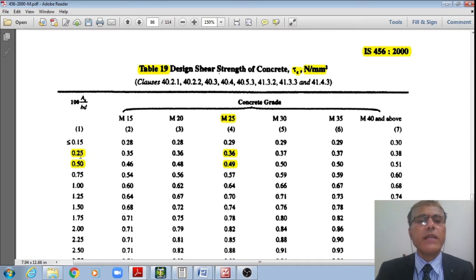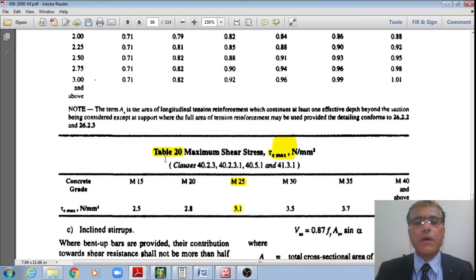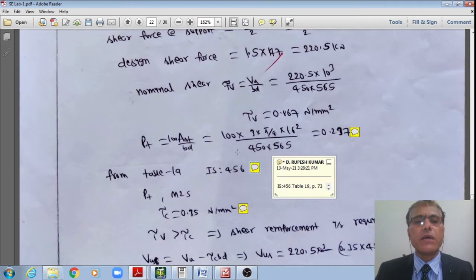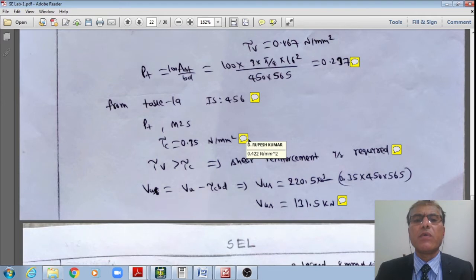Now I do have this 0.37, therefore I'm interpolating for pt 0.25. I do have for M25 grade concrete 0.36, and for pt 0.5, I do have tau c equal to 0.4, right? As well as the maximum shear stress, tau c max, for M25 grade concrete equal to 3.1. Therefore, I'll note down both of these values, right? Upon interpolation, what I am getting is tau c equal to 0.422, not 0.35, 0.422.